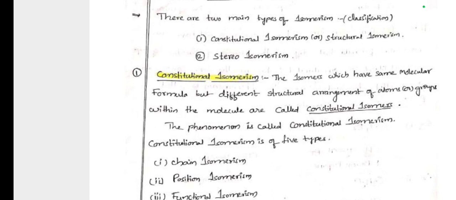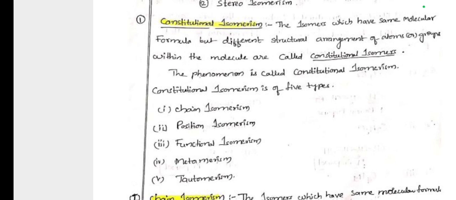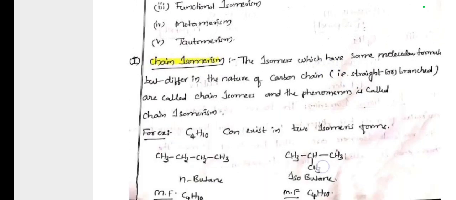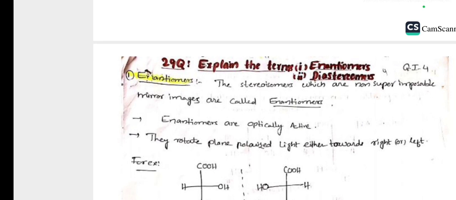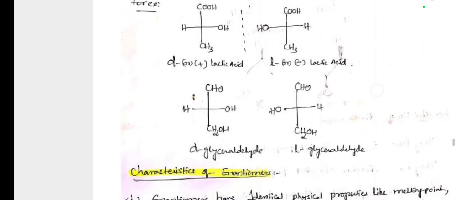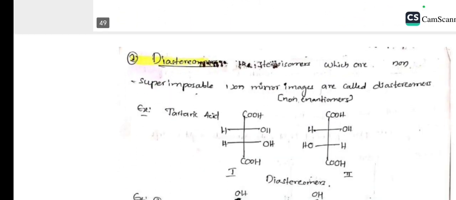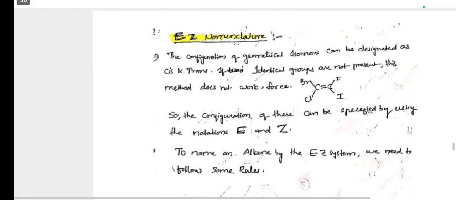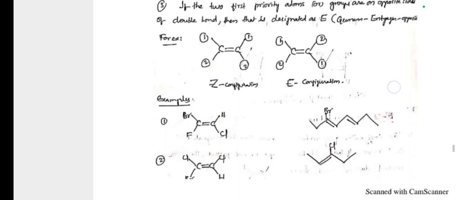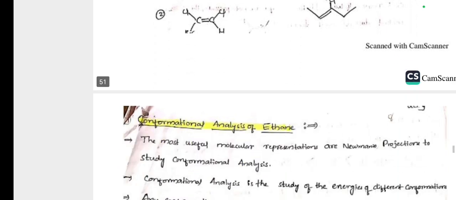Constitutional isomerism means structural, chain, position, functional. Okay, you can write it in the exam easily. Next, enantiomers, diastereomers, also an easy question. Read once. Okay, practice the diagrams. Enantiomers, diastereomers. Okay, next, EZ nomenclature is also very easy. EZ nomenclature means just remember cis and trans. Read once and you will understand.